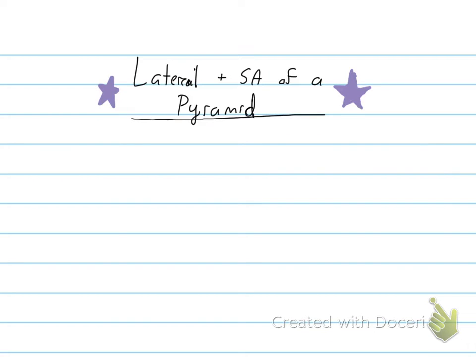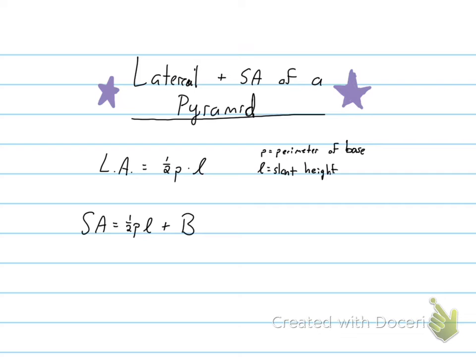So the formulas for the lateral and surface area of a pyramid: the lateral area is 1/2 times the perimeter of the base times your slant height. And the surface area is that lateral area, so 1/2 p times slant height, plus the area of our base.